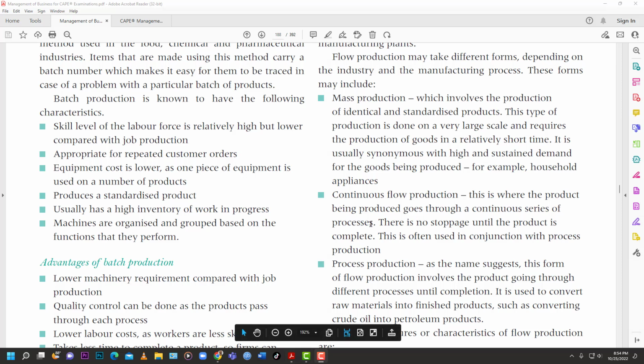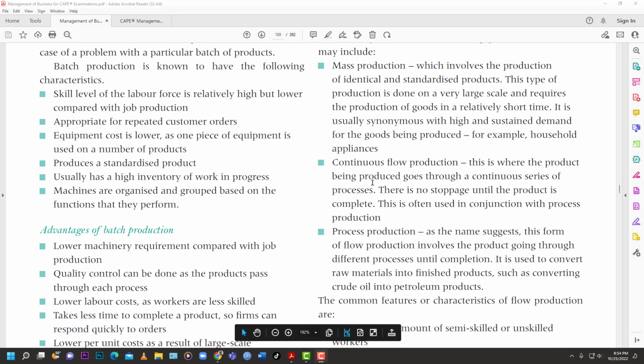You have continuous flow production. This is where the product being produced goes through a continuous series of processes. There's no stoppage until the product is complete. This is often used in conjunction with process production, right? So you go from one straight to the next, continuous flow production, never stopping until the product is complete.